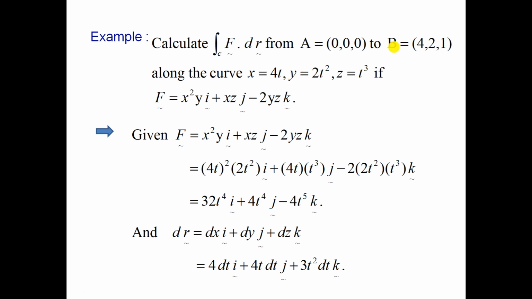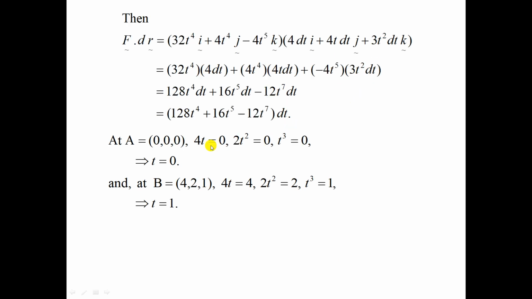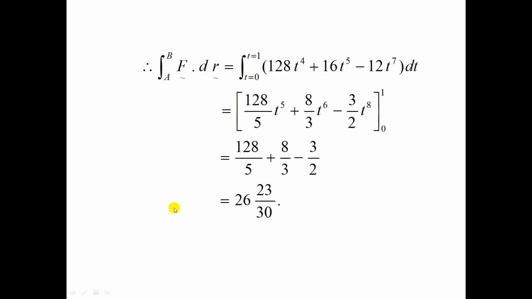So for the lower limit t is equal to 0, for the upper limit t is equal to 1. So the integration along a to b of f dr is equal to the integration from 0 to 1 of 128 t raised to 4 plus 16 t raised to 5 minus 12 t raised to 7 into dt. So integrate with respect to t, then put the upper limit and lower limit.